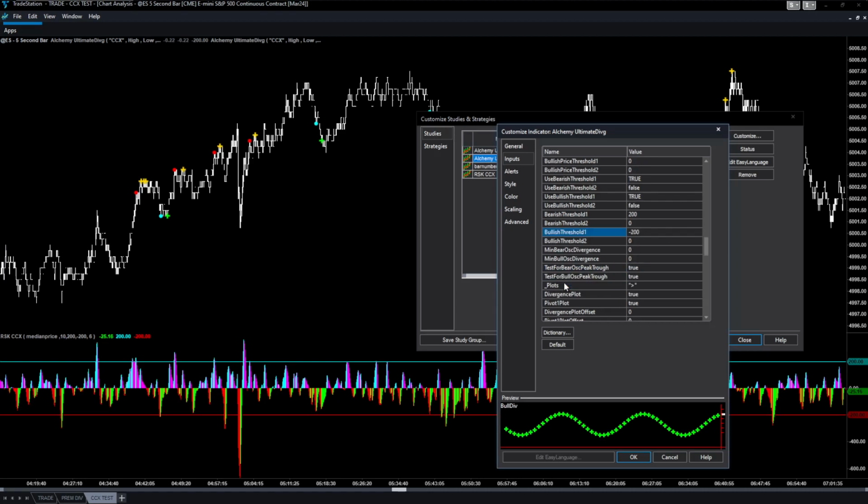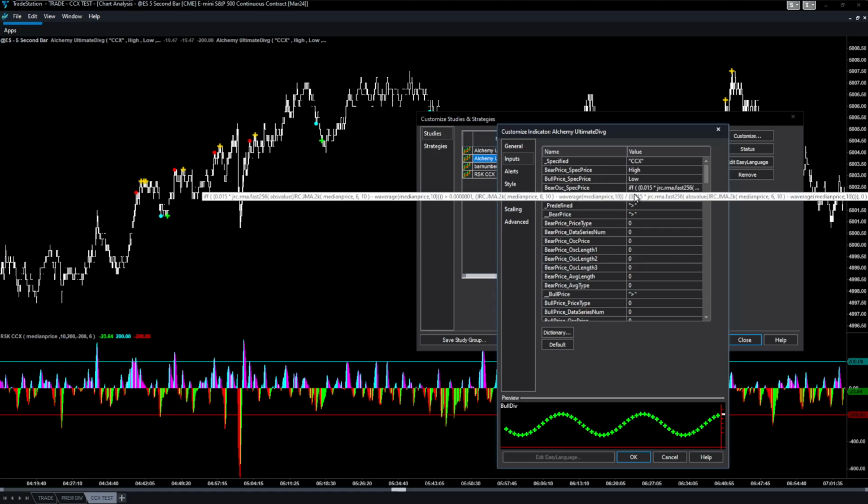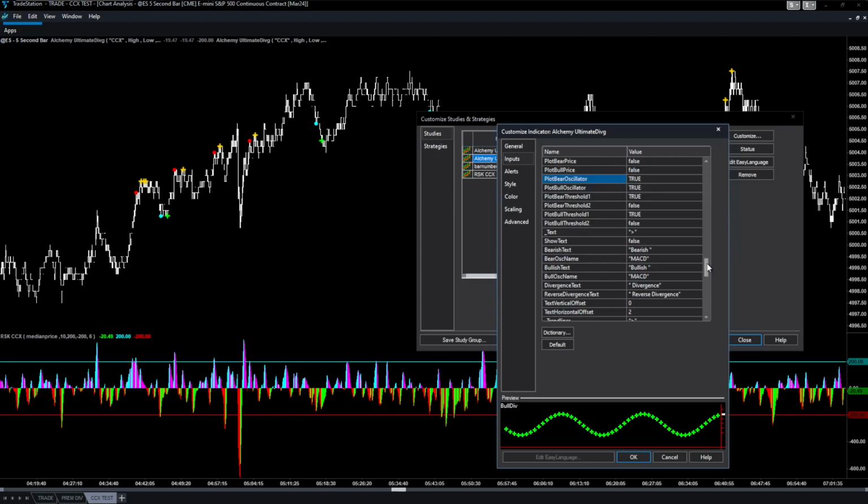Now what we want to do is get it to plot. So over here, we plot bearish oscillator. That means plot the CCX, because that is up here in these two fields. The formula for that is up here. So we want to plot the oscillator, and we want to plot the threshold, the upper threshold and the lower threshold. So all of this has to be set to true.